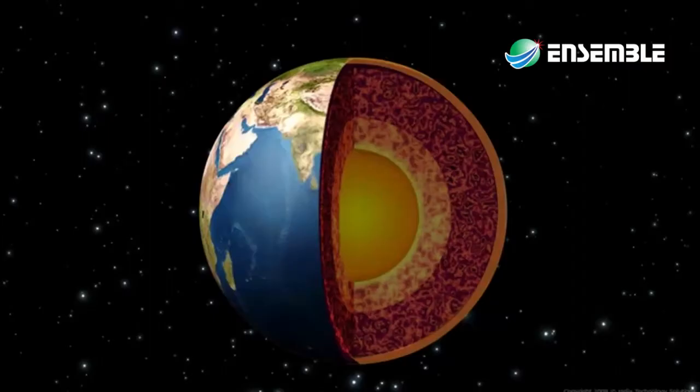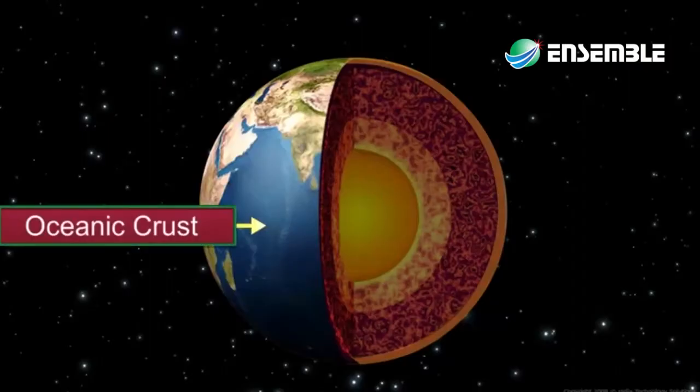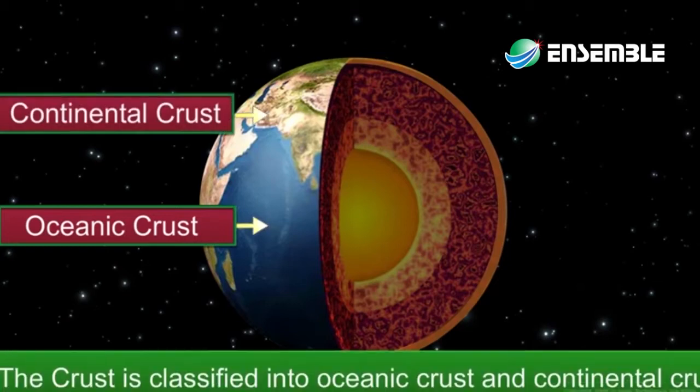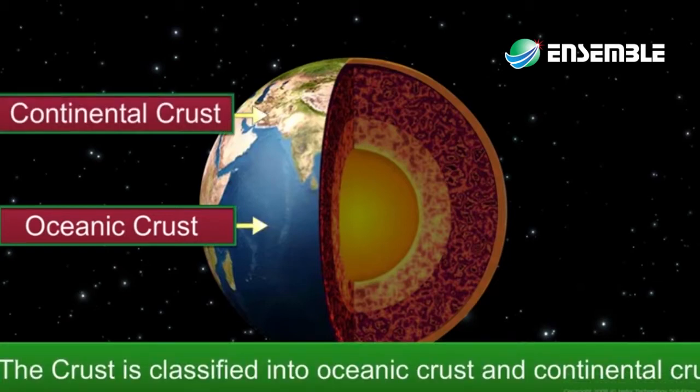So, the crust is the upper portion of the chemical composition of the earth. This crust is divided into two layers. One is the upper continental granitic layer, and the other is the lower oceanic basaltic layer, both of which are separated by a discontinuity that is called the Conrad discontinuity.